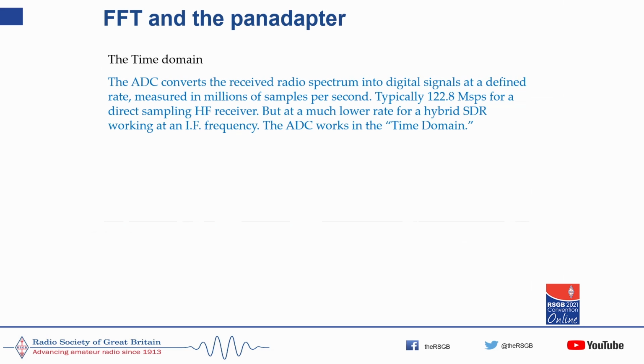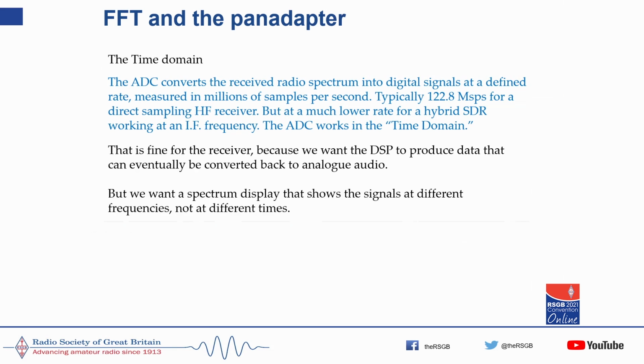An ADC is working in the time domain because it's deciding what the level of the RF signal is at units of time. Now that's fine for the receiver because that's what we want. And we want the DSP to produce data that can eventually be converted back into analog. But for the spectrum display, we don't want that. We don't want to see what the level is at different times. We want to see what the level is at different frequencies, and that's called the frequency domain.